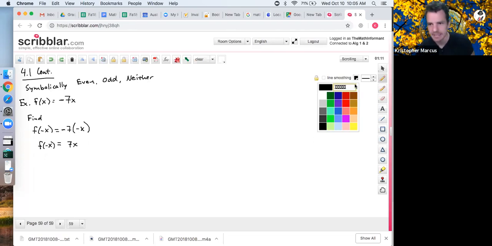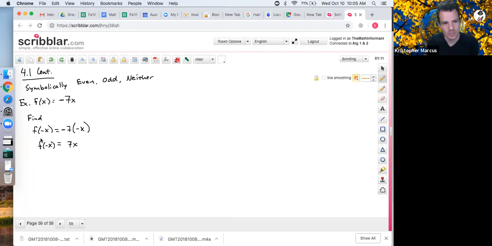You need this in order to compare whether or not the function is even. If it's not even, compare to see if it's odd. If it's not even and it's not odd, then you say it's neither. So you need to compare this. First, compare to the original function.